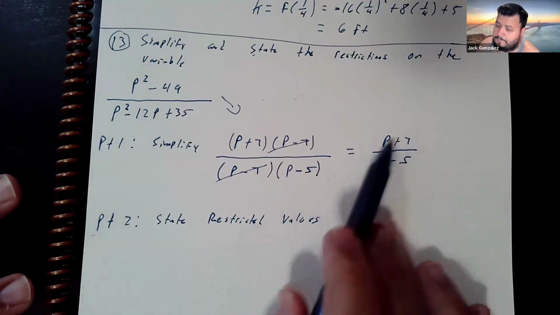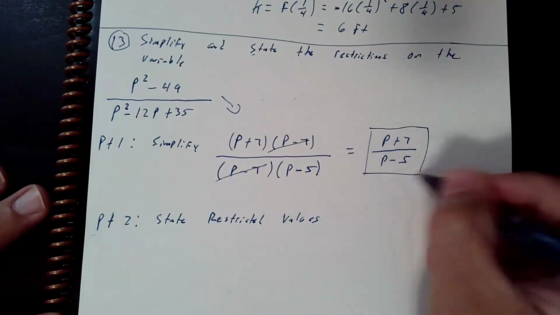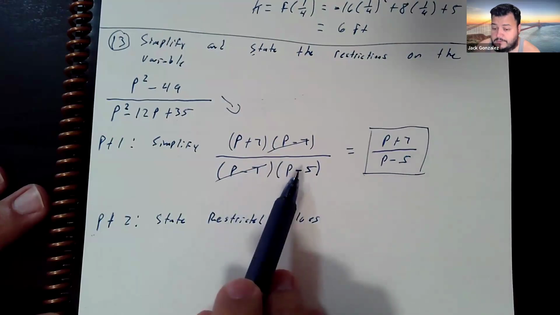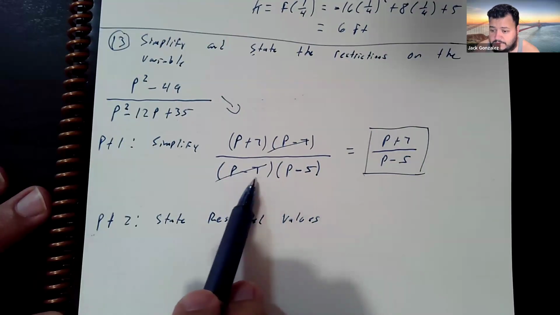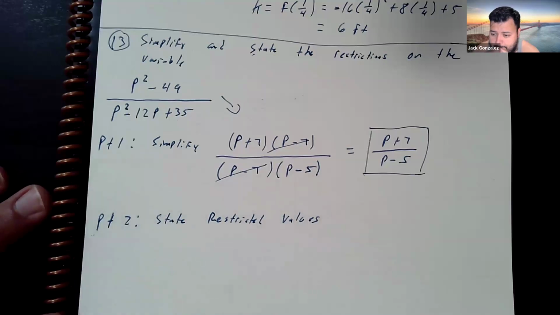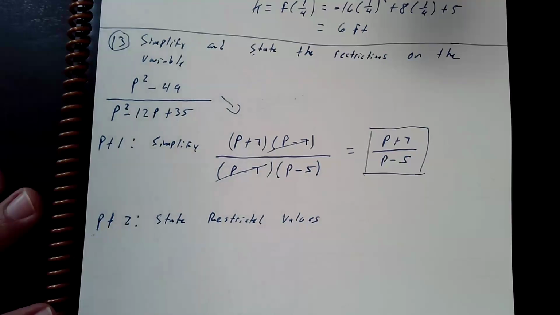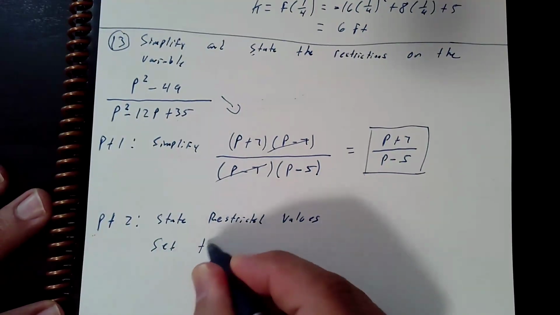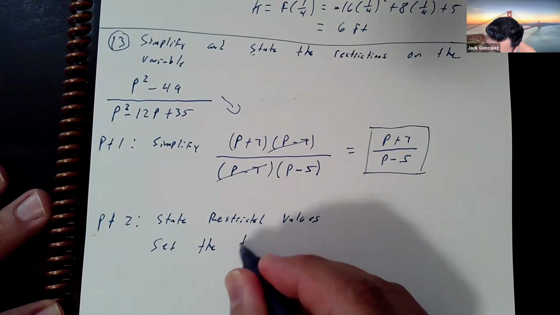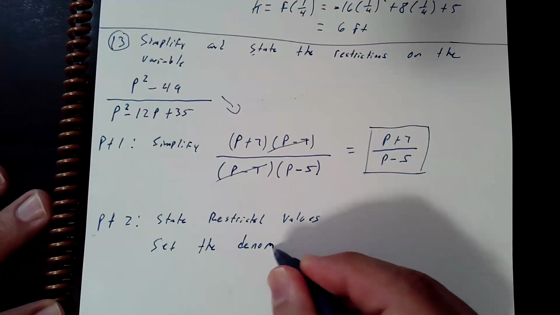Yeah, they want this for part one. This is the answer. But we need this form in order to answer part two, because the denominator tells you what's restricted. What are the restricted values? The ones that are crossed, like the p minus 7 is restricted. It's the two factors at the bottom. Set the denominator to 0 to find them.